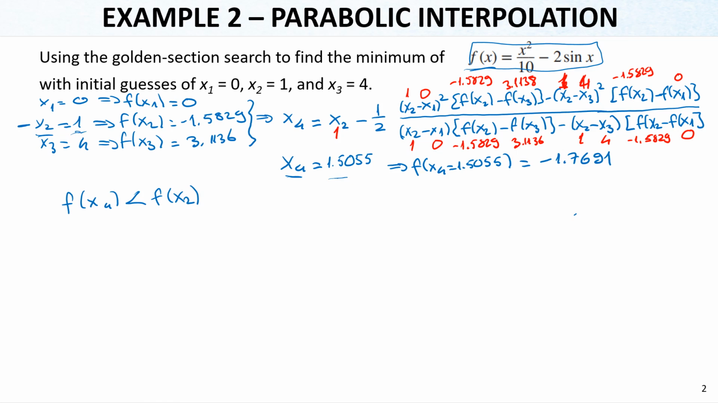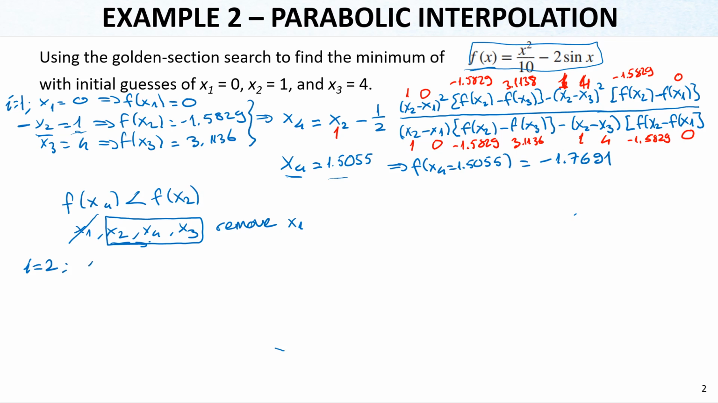Then the lower point will be discarded. So if we order these, it's basically x1, x2, x4, and x3. So this is to the right of x2. Then we will keep these and remove this one. This is the basic idea. Remove x1. Then i equals 2. This is i equals 1 maybe, and this is i equals 2.